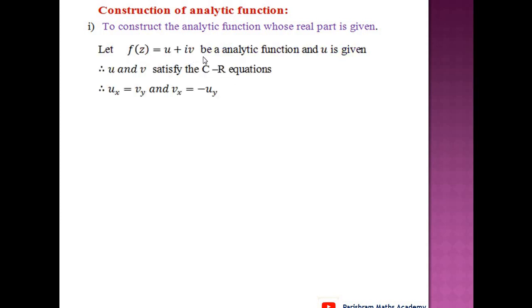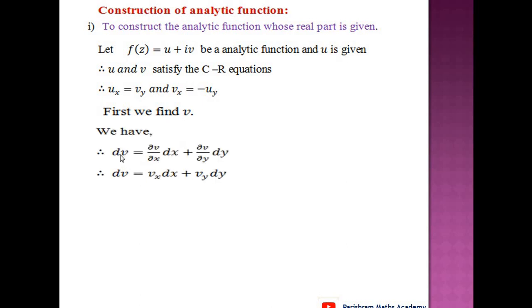Now, construction of analytic function. First, to construct an analytic function whose real part is given, let f(z) = u + iv be an analytic function and u is given. Now, f(z) is analytic, and therefore u and v satisfy CR equations, and therefore ux = vy and vx = -uy. Now here u is given, we can find the function f(z) = u + iv, therefore we must find v, and therefore first we find v.